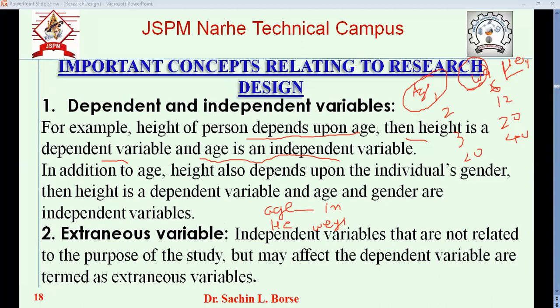In the same way, gender affects the height. We know that the height of females is a little less than that of males, so gender also affects the height. So age and gender, we can say, are the independent parameters, whereas height is what? Dependent parameter.